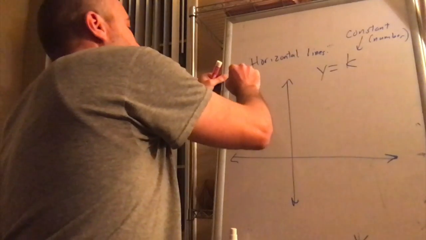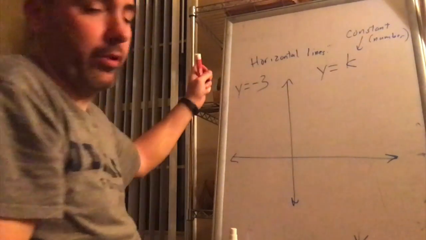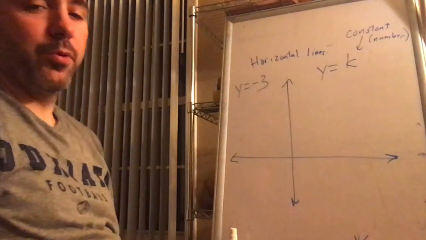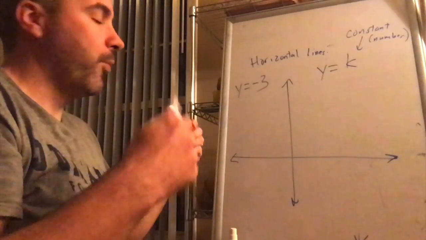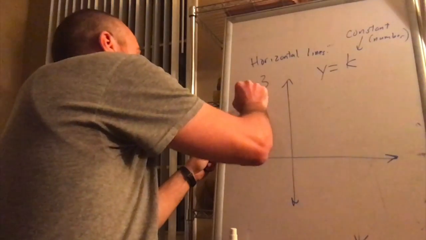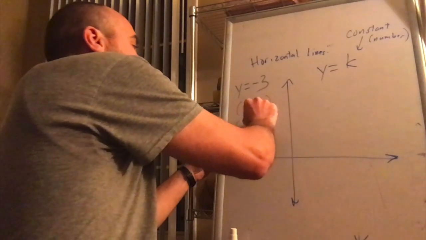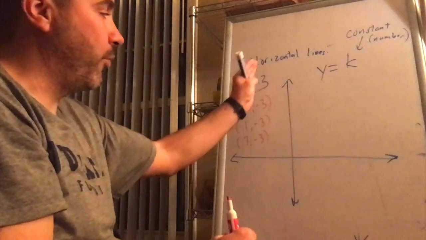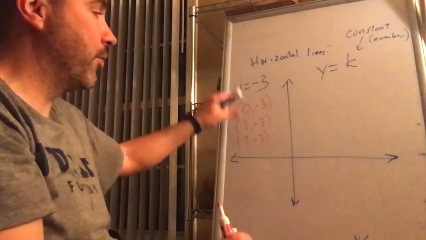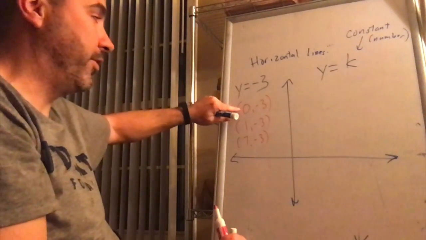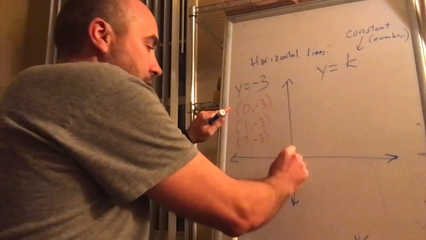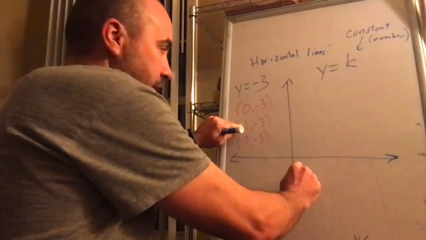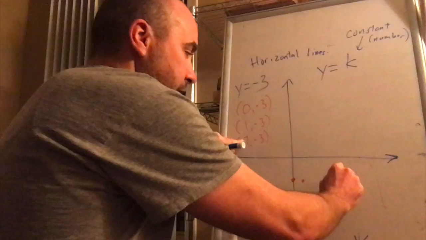For example, let's say we have y equals -3. All right, and if we have y equals -3, that means no matter what, the value of y is going to be -3. So if you think of some points where the value of y is -3, you just think of any random ones. (0, -3) works, (1, -3) works, (7, -3) works. All right, anything where the y is -3 works. It doesn't matter what the x is. So if you think about plotting these points, (0, -3), I stay at 0, and I go down to where -3 is. (1, -3), I go to 1, I go down to where -3 is. (7, -3), I go over to 7, and -3.